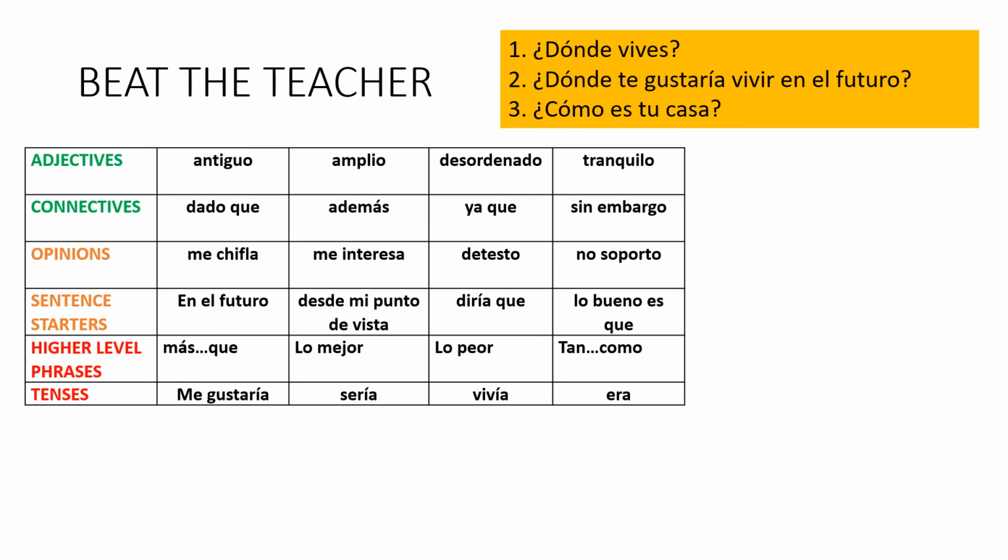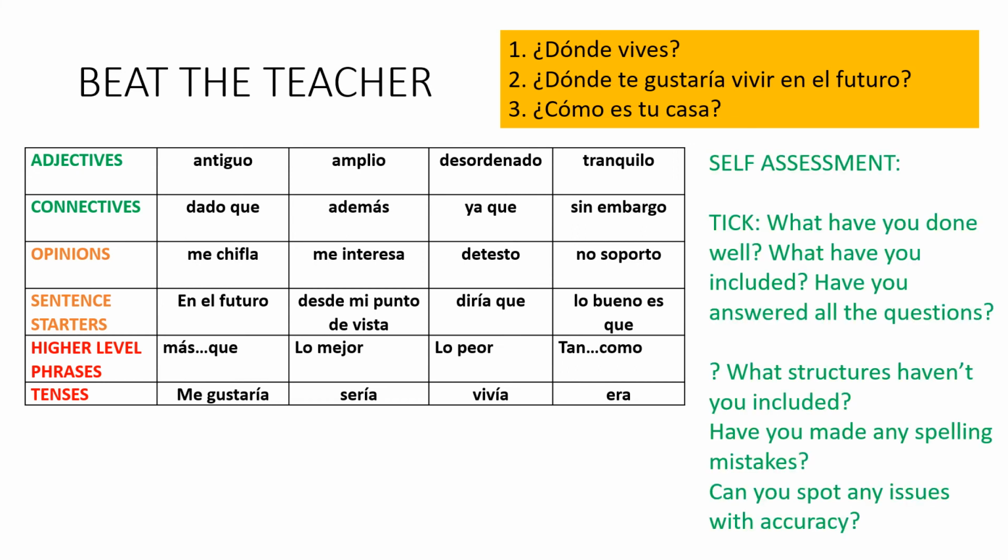Sin embargo means however. And then if we go on to the opinion section, we've got me chifla, which is the same as me encanta, so I love. You've got me interesa, it interests me. You've got detesto, I hate. No soporto, I can't stand. And then if we look at sentence starters, you've got en el futuro, in the future. So that would then link really to your question 2. So en el futuro me gustaría vivir en España. In the future, I would like to live in Spain.